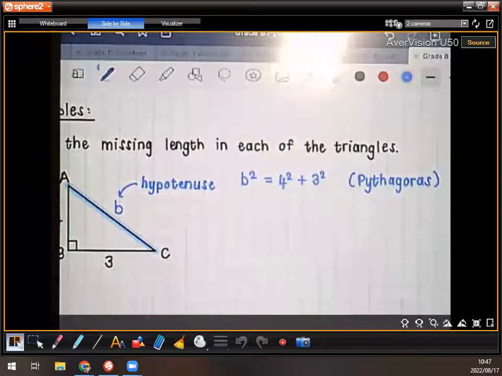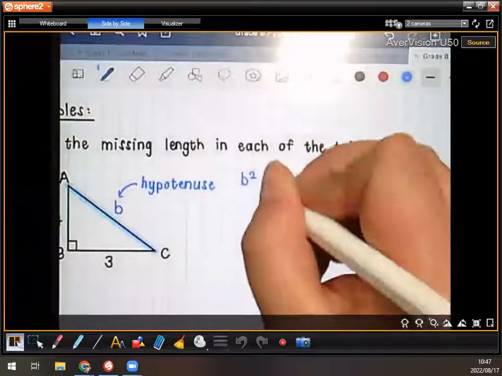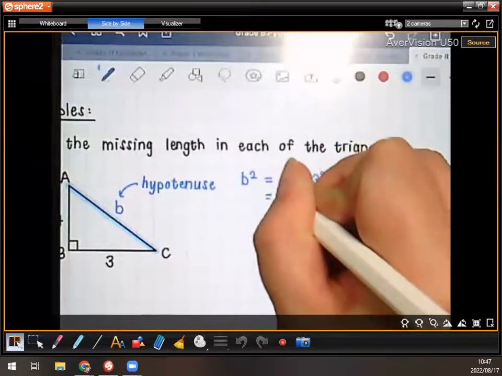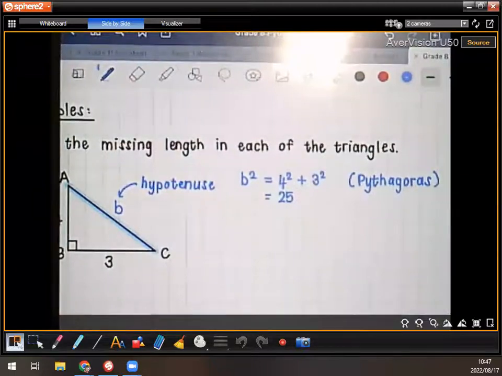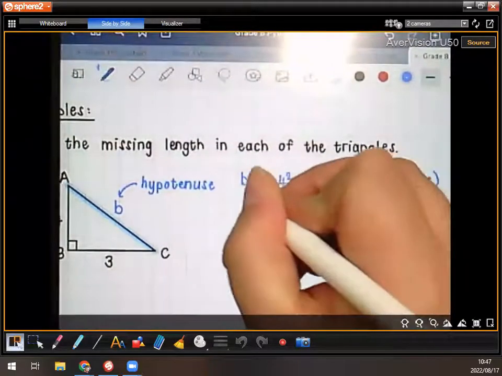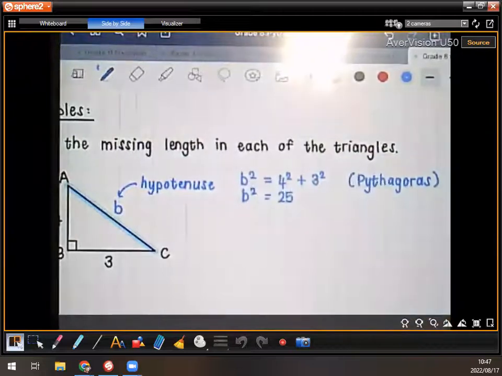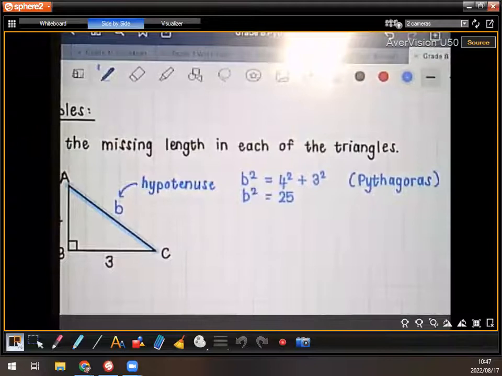Okay, now we're going to calculate that, guys. What is 4 squared? 16, and 3 squared is 9. What is 16 plus 9? 25. So b squared is equal to 25. If you want to, you can write b squared again. Now I need to find b, guys. What did we do when we were solving equations? What's the opposite of this? I'm squaring something. Square rooting, hey? Do we remember that? The opposite of squaring something is square rooting something.